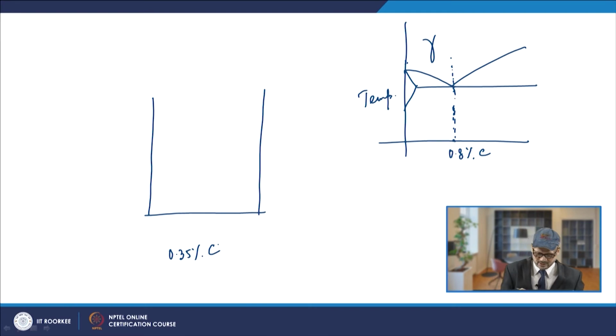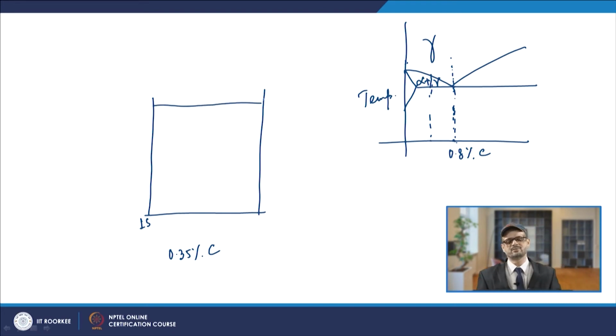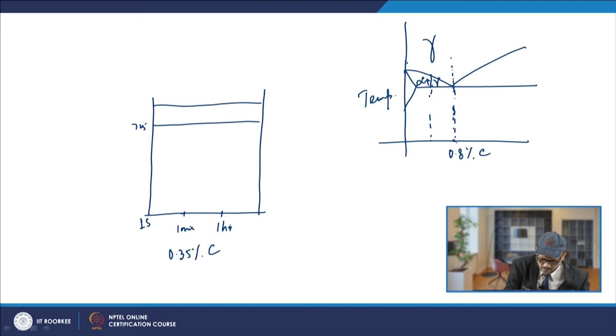Now, suppose this is the time of 1 second. For the hypoeutectoid steel in this range, the transformation will start from here, for 0.35% carbon, and this zone is basically alpha plus gamma. You will have another temperature above 725 degree centigrade, which is somewhere close to 800 or so. It will start from 1 second, this will be 1 minute, and this will be 1 hour or so. So, the line goes like here.